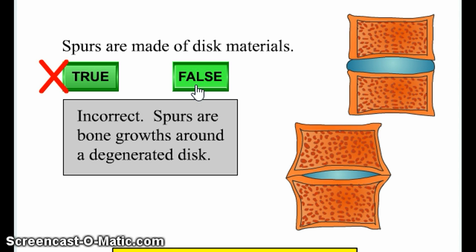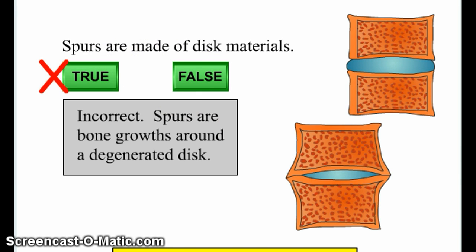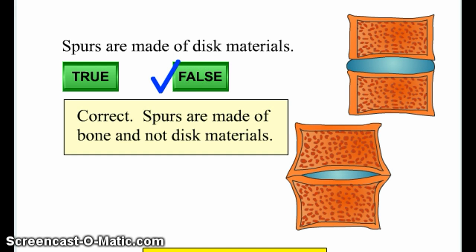Spurs are bone growths around a degenerated disc. Spurs are made of disc materials. Press true or false. Incorrect. Spurs are bone growths around a degenerated disc. Spurs are made of disc materials. Press true or false. Correct. Spurs are made of bone and not disc materials.